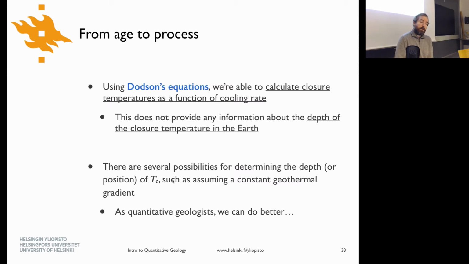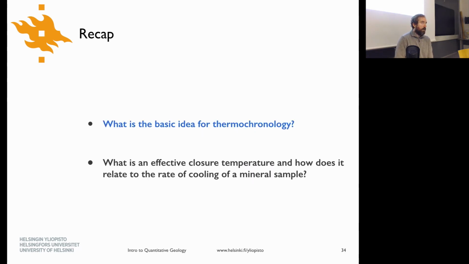There's a few different possibilities. So one is you could just assume temperature increases at a constant rate with depth. So say it gets 10 or 15 degrees C hotter per kilometer. And that's one possibility. But I think we can do better than that. And that's what we're going to look at in the exercise for this week.